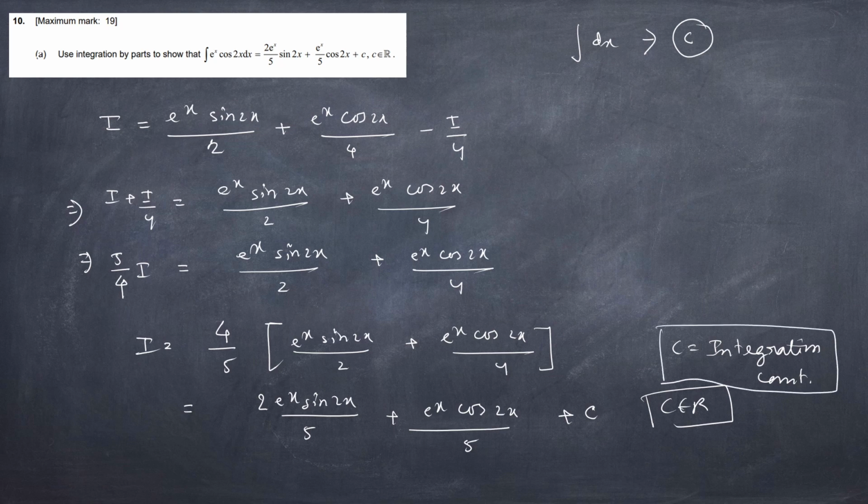Now we will move towards the next problem. In this problem, it is told that hence show that the integration of e to the power x cos square x dx is equal to e to the power x by 5 sin 2x plus e to the power x by 10 cos 2x plus e to the power x by 2 plus c, where c belongs to R.